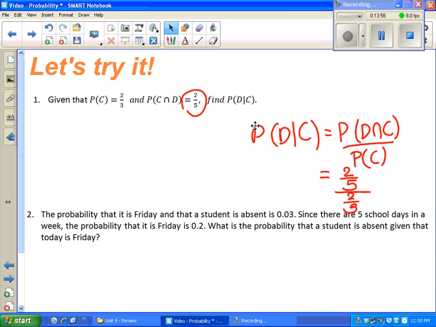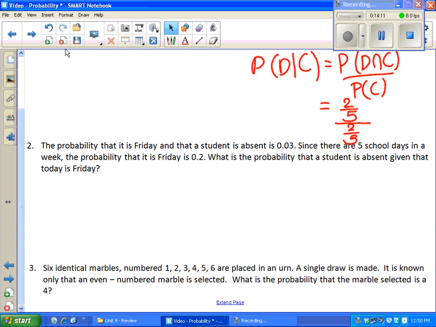I also want to call to your attention, the questions aren't always this basic. Sometimes they'll give you different bits of information, or you'll actually have to, in the numerator, find the probability of D and C instead of it just being given to you. There are a couple other examples here if you want to give them a try. I'll just put them on the screen, so if you want to copy them down, you can always do that and give them a try on your own.